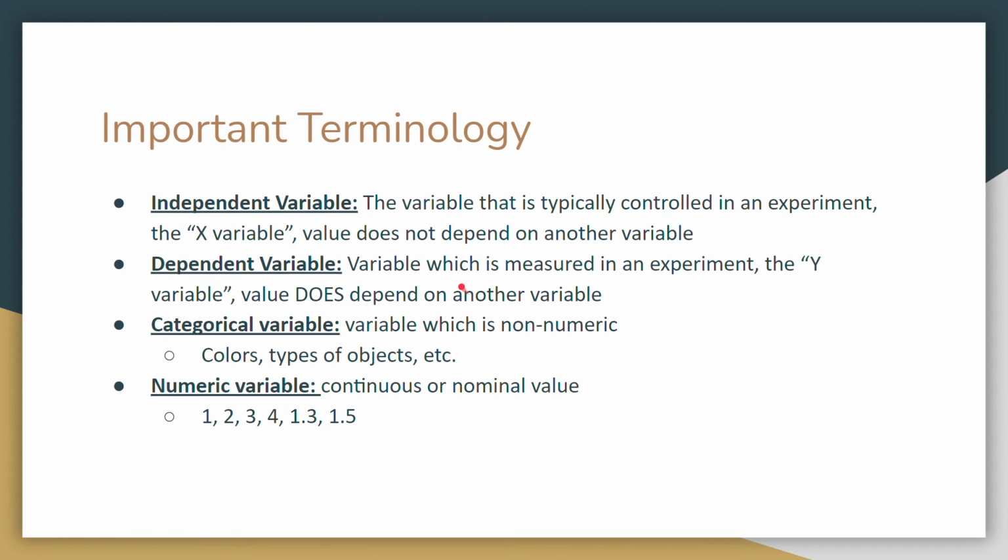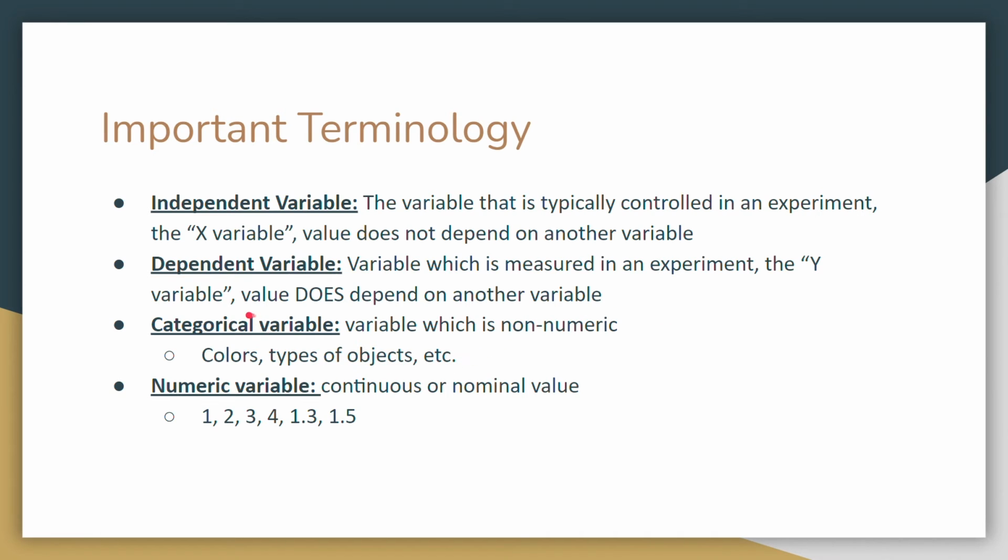Whereas the dependent variable is the variable which is measured in an experiment. So this is going to be your y variable. And this value does depend on another variable. So typically in an experiment, you have an independent and dependent variable. Your independent will be on the x and your dependent will be on the y.